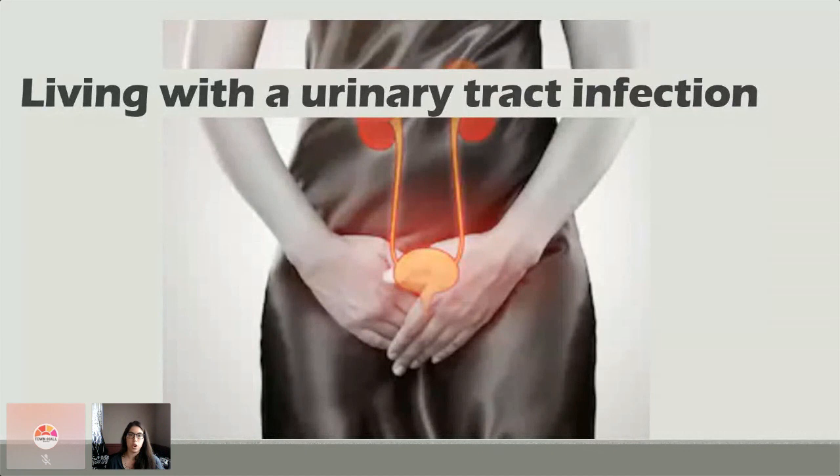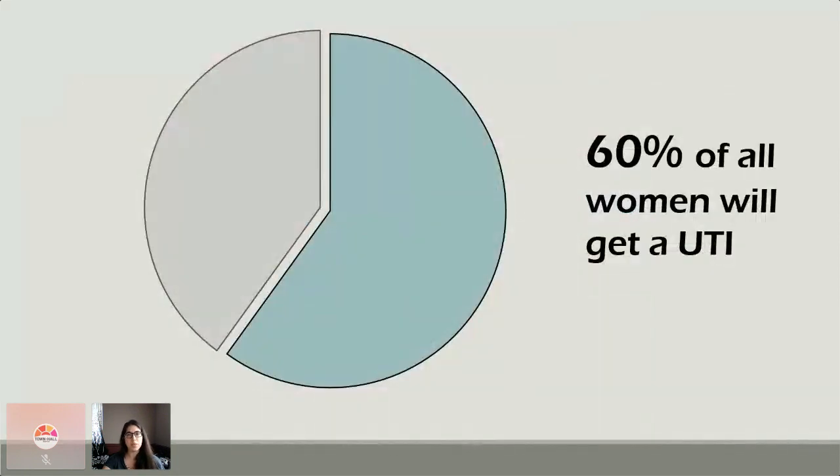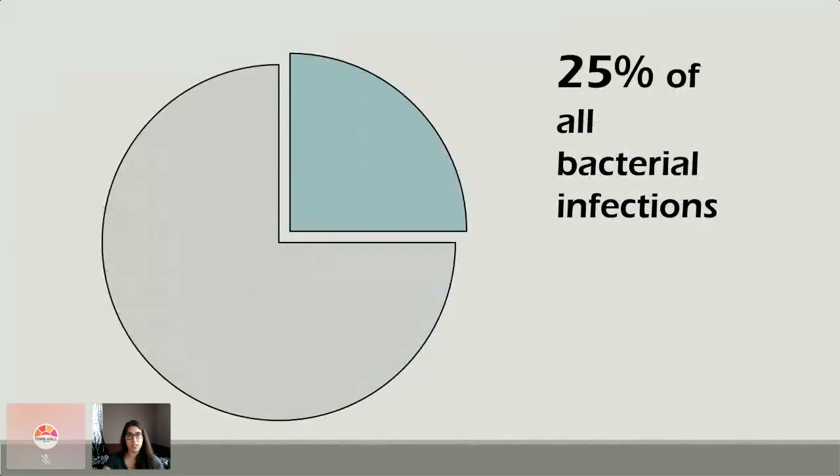Unfortunately, urinary tract infections are incredibly common, affecting up to 150 million individuals each year. This number is made up primarily of biological females, just because the anatomy of their urinary tract makes them more susceptible to these infections. In fact, up to 60% of all women are expected to develop a UTI at some point in their life. And once they develop a UTI and get over it, the chances of getting a recurring infection are rather high. In fact, these infections are so common that they make up 25% of all bacterial infections.